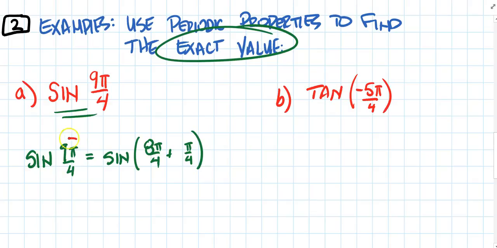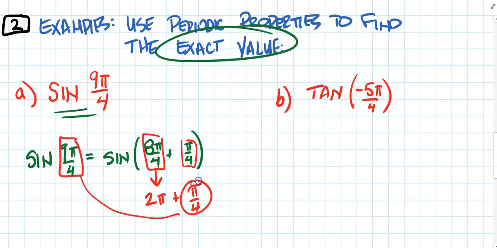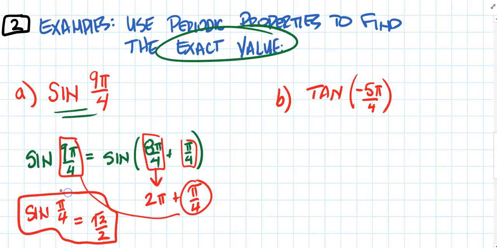Why is this true? Because 9 pi over 4 is the same thing as 8 pi over 4 plus 1 pi over 4. Now consider, what is 8 pi over 4? Well, that's just 2 pi. So look, I have 2 pi plus an angle theta, pi over 4. So it must be true that the sine of 9 pi over 4 is the same thing as the sine of regular pi over 4, because I'm in the same spot. And therefore, we all know 45 degrees, and the value is radical 2 over 2. So that's how I would use a periodic property to find an exact value.